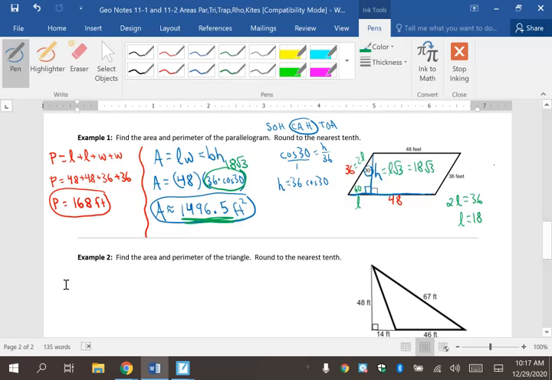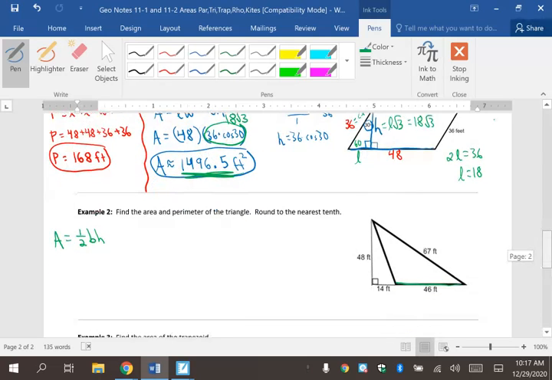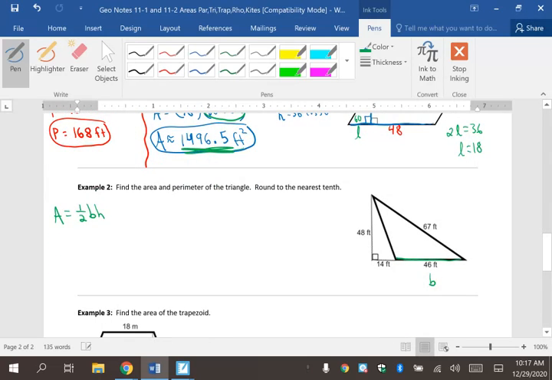Well, the area is much easier in this problem. So area of a triangle is 1/2 base times height. They give you the base, that is 46. So that is your base. And the height is 48. Now, the height does not have to be a part of the triangle.